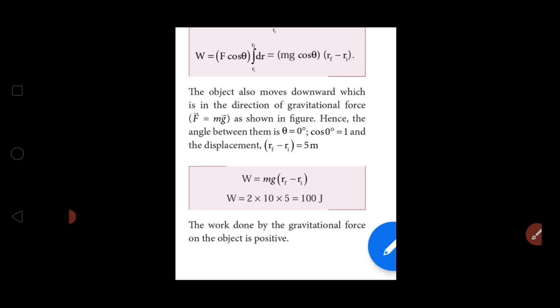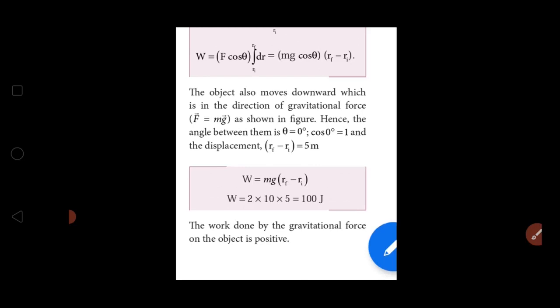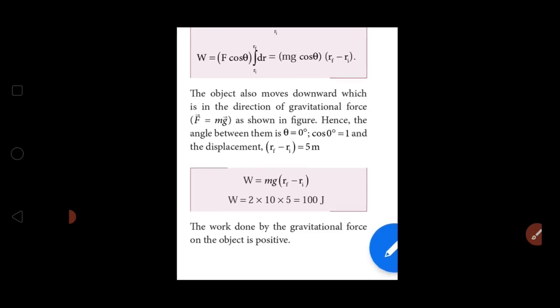So what is cos 0? You know how to calculate cos 90, cos 0 or cos 180. The cos 0 degree value is always 1. The displacement Rf minus Ri, the total distance, is given as 5 meter. All the values are given, so it's a straight substitution. W is equal to mg times (Rf minus Ri). The mass is 2 kilogram, g is 10 meter per second square, and Rf minus Ri is 5. The total multiplication gives 100 joule. So the work done by the gravitational force on the object is positive.